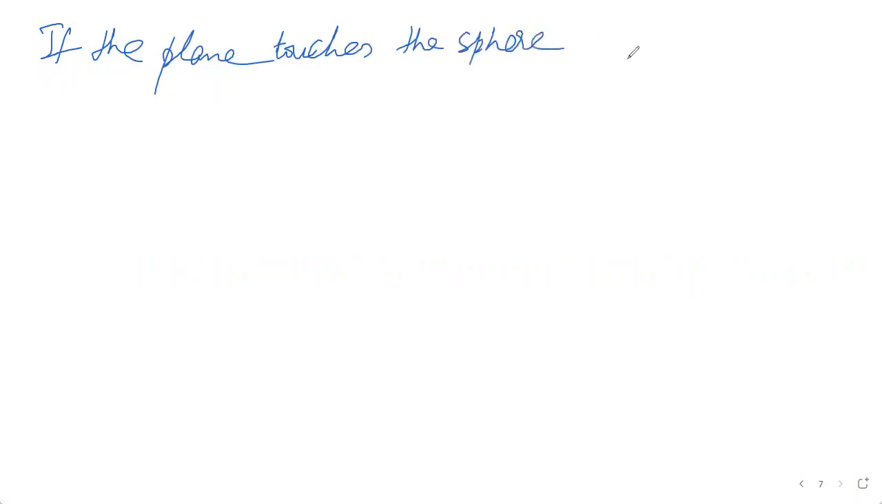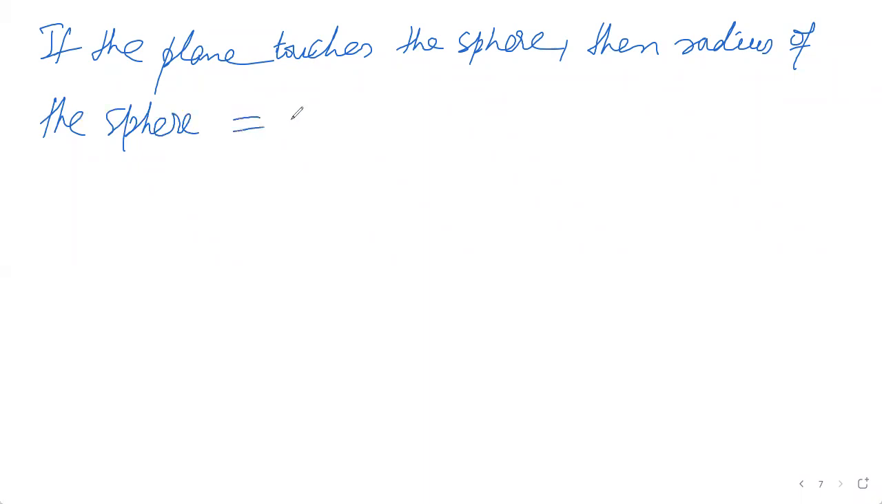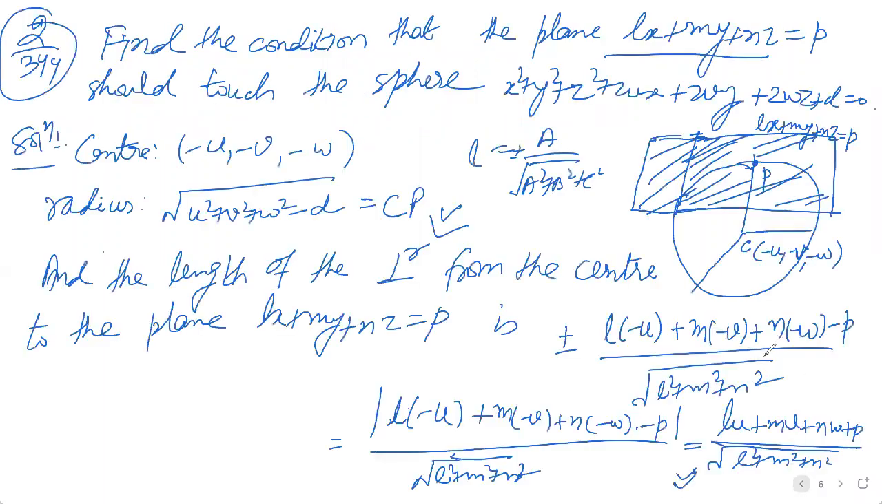So you can write, if the plane touches the sphere, if the plane is touching the sphere, then what will happen? Then the radius of the sphere will be equal to the length of the perpendicular, right? Only then it will happen if it is touching.